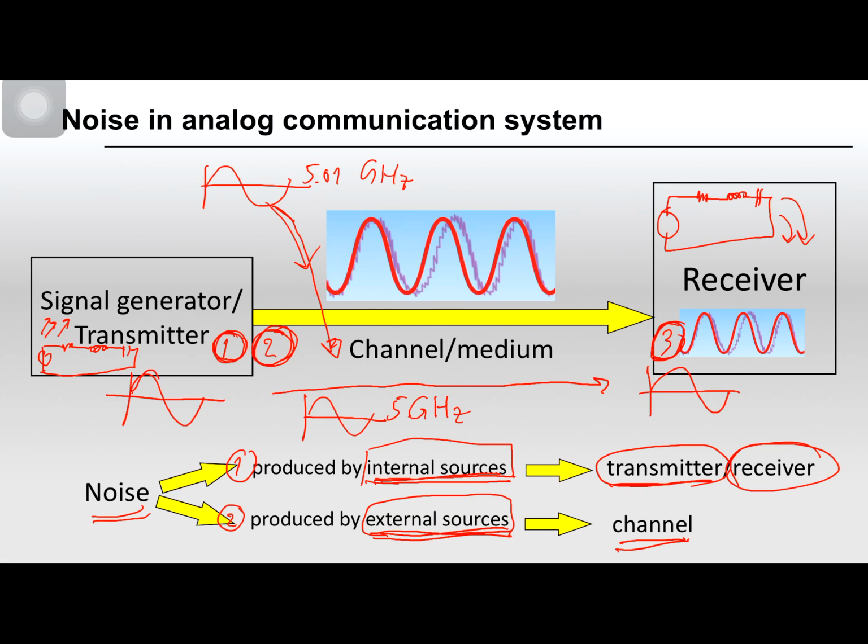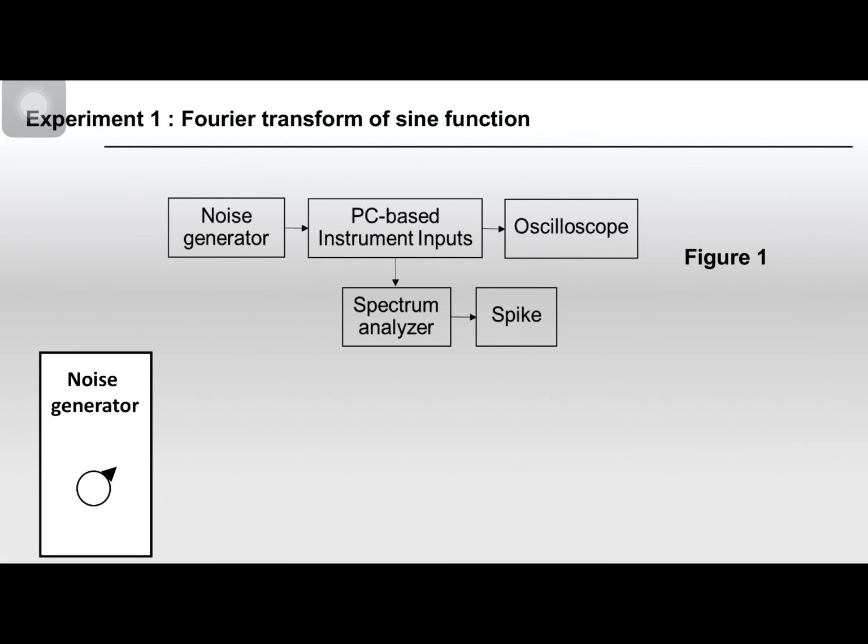And when we get the signal at the receiver, maybe for example, we send this signal, the noise comes to our signal, and maybe at the receiver we will get it like this. And what we have to do is recover the signal to the original message. So let's move on to the experiment.